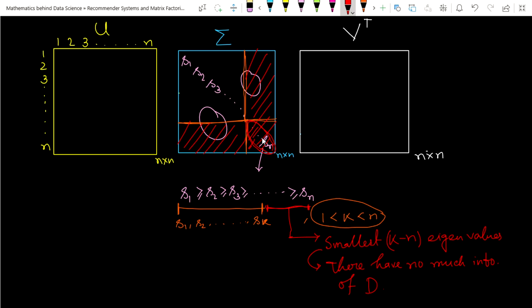K is the parameter, actually a hyperparameter. How much K we have to choose depends on the problem, on the requirement. We'll see what the best way to choose this K is. We'll see just at the end of this lecture.